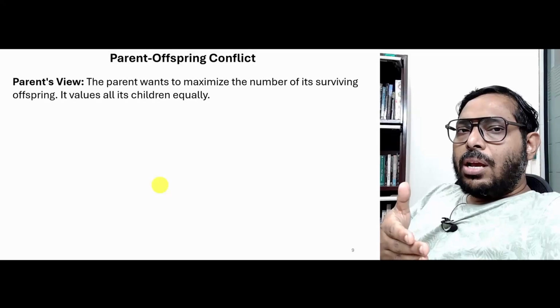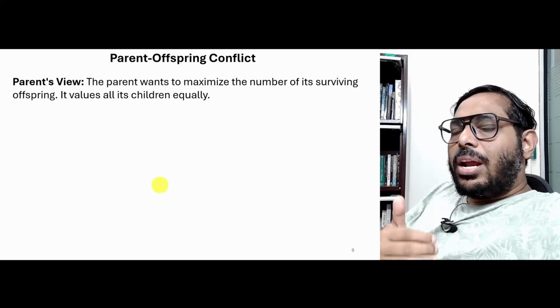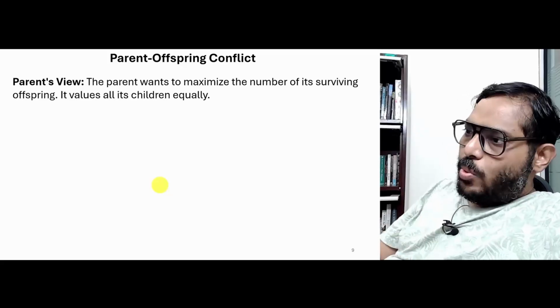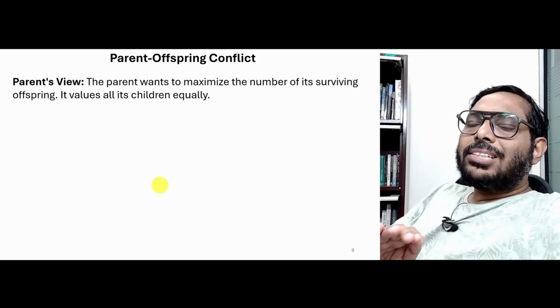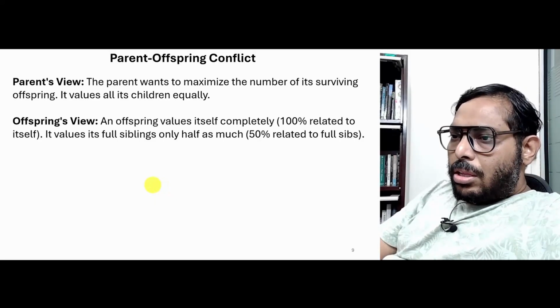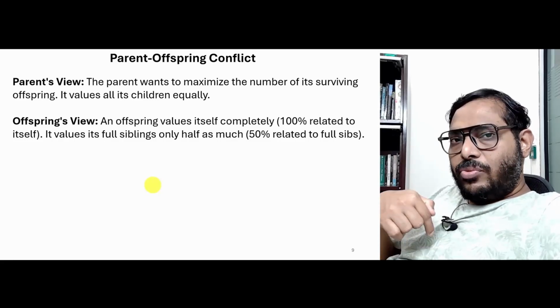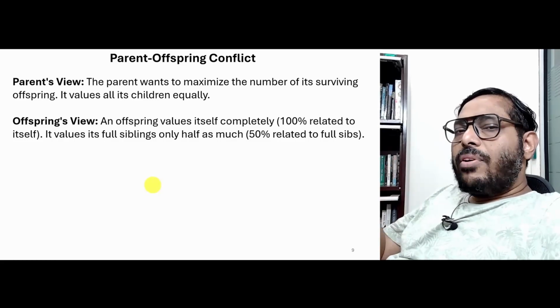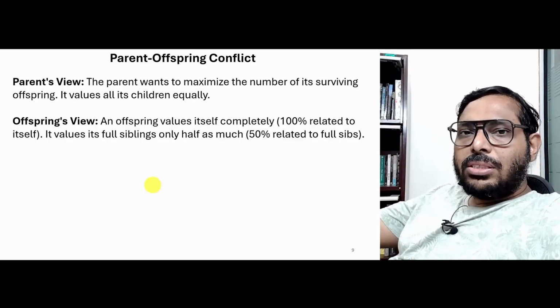The parent has equal relatedness with all its children, and therefore it values all its children equally. For the parent, all it wants to do is to maximize the number of offspring that are surviving. The offspring on the other side has a 100% relatedness with itself, but only 50% relatedness with its full sibs and 25% relatedness with its half sibs.